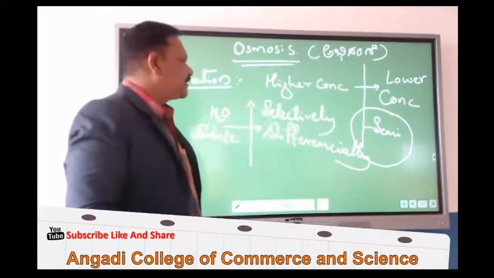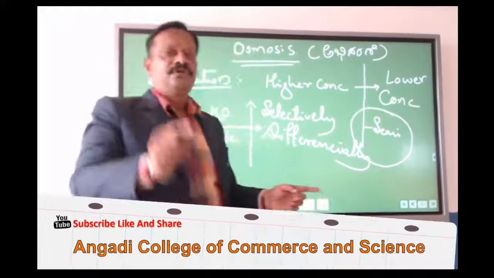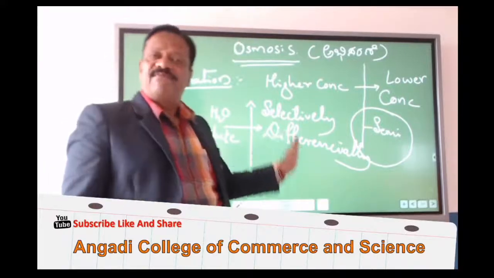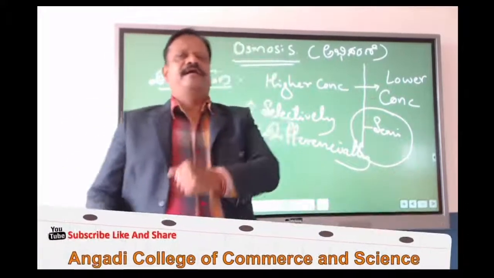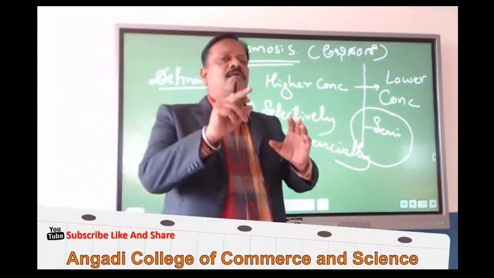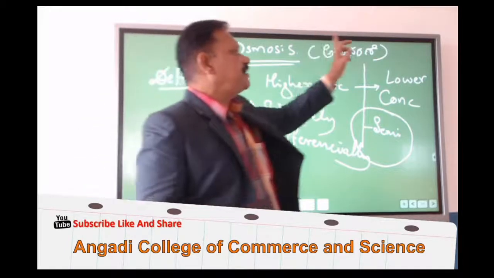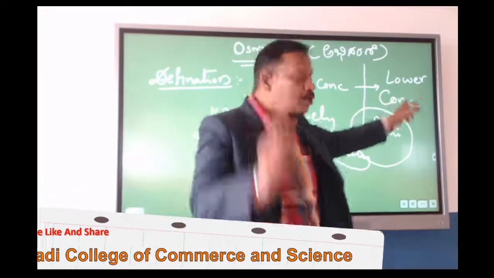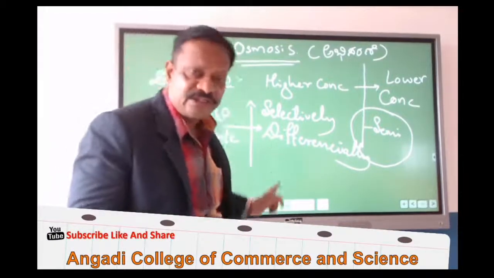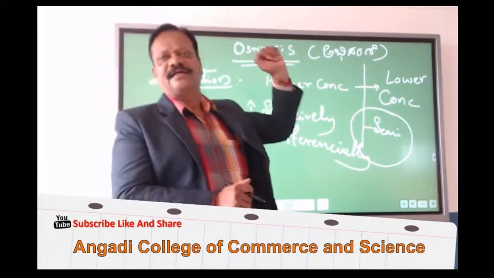So now what do they say? Instead of calling it a semi-permeable membrane, you are calling it a selectively permeable membrane or differentially permeable membrane. So when a molecule moves from the region of higher concentration to the region of lower concentration through a semi-permeable membrane or selectively permeable membrane or differentially permeable membrane, then you are calling it osmosis.